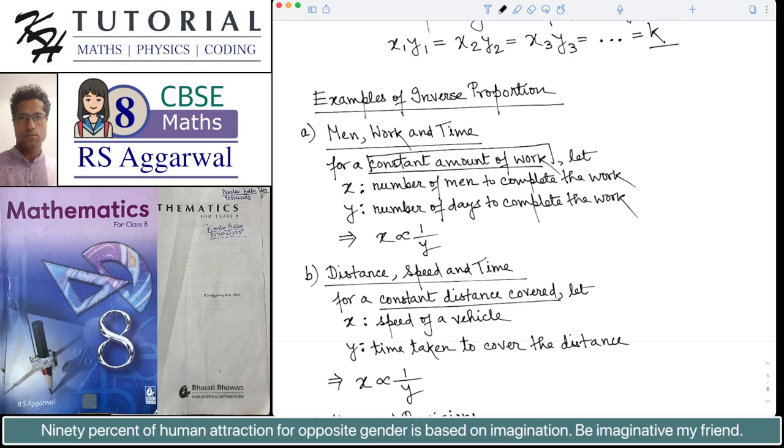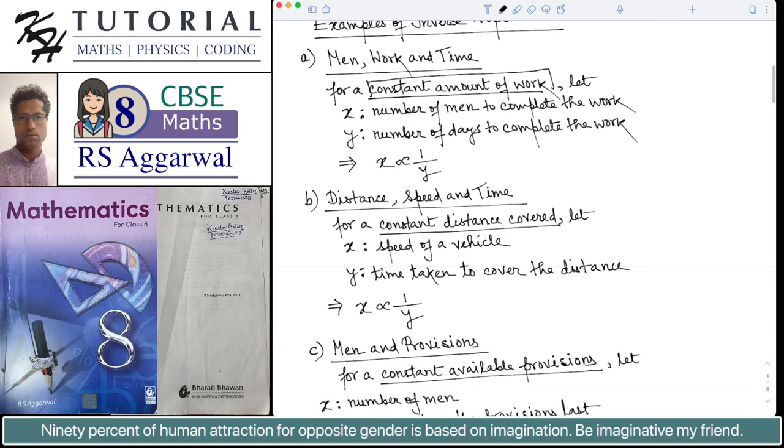Okay, the next example is distance, speed and time. So this is about a vehicle traveling a certain distance with a certain speed, and it is covering a certain distance in a certain time.